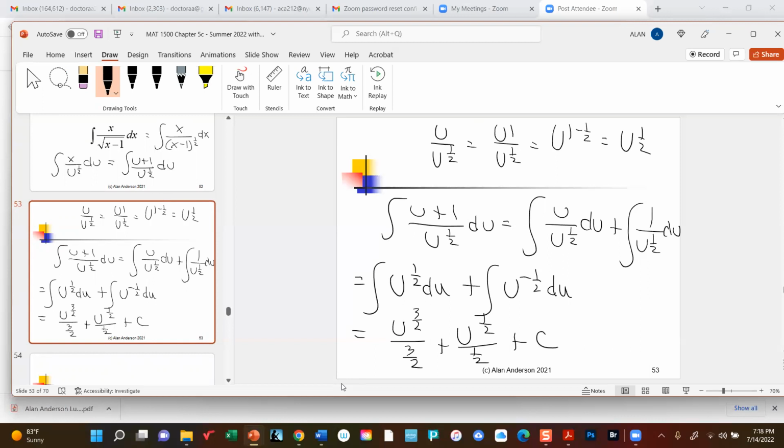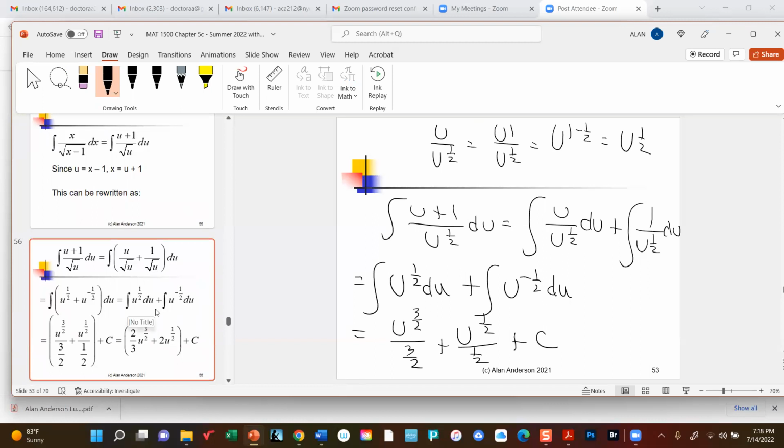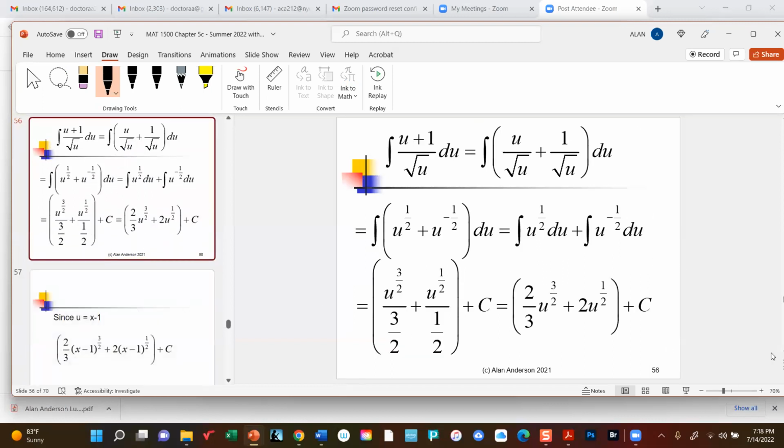So I've added 1 to the exponent and then divided by that same number. It's still a little messy, but we're getting closer. So you can see I've got all that here. This is where we left off right here. And then, of course, dividing by 3/2 is the same as multiplying by 2/3. And over here, divided by 1/2 is the same as multiplying by 2. So this is your final result, except for the substitution.